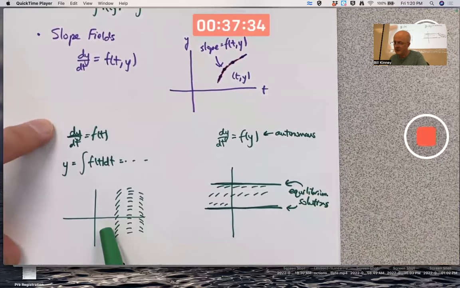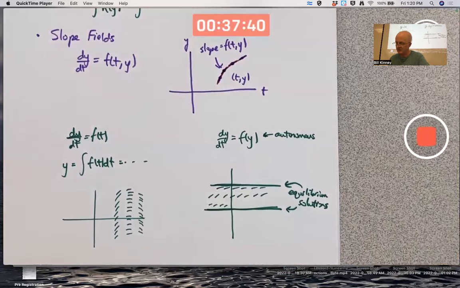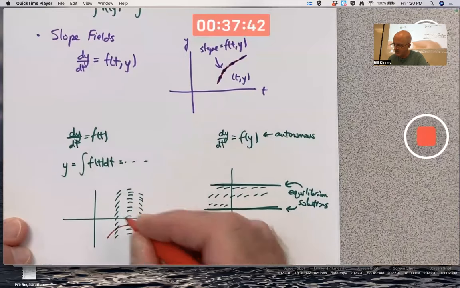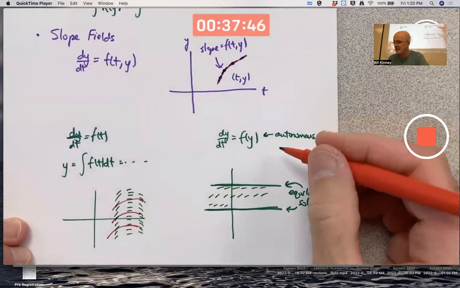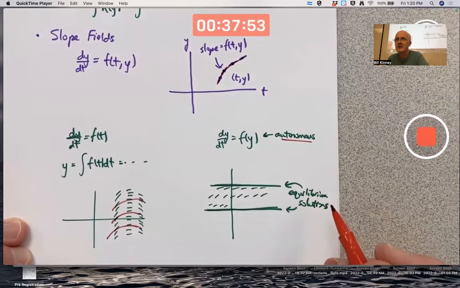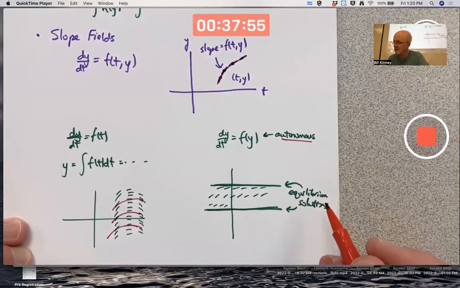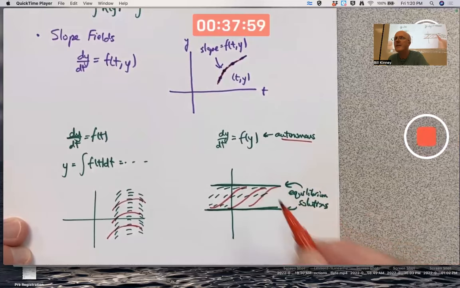For this kind of differential equation, I call it a pure antiderivative problem. You're just looking for an antiderivative of little f. And solutions are vertical translations of each other. The book doesn't give this a name. Pure antiderivative problem is my name. Autonomous, that's in the book. Solutions are horizontal translations of each other, like this.